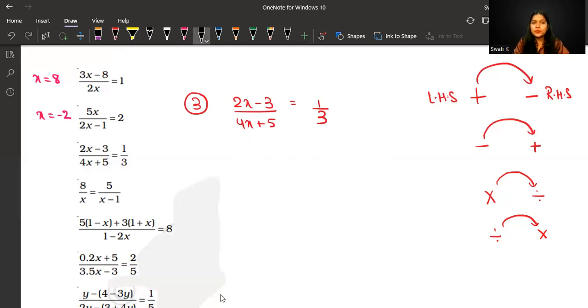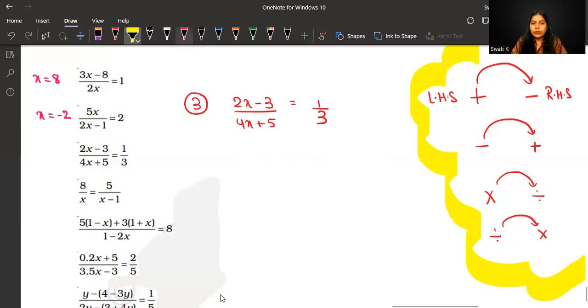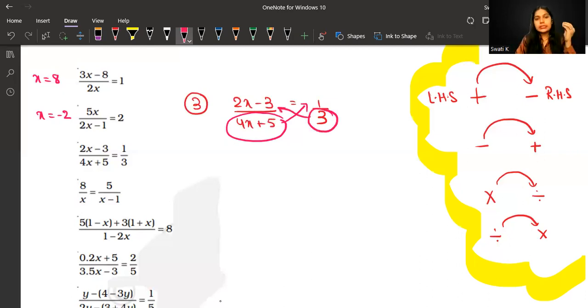Remember, I'm using this word cross multiplication, but it is nothing different than all these things that I have written over here. Okay, it is the same thing. Cross multiplication is simply whatever is getting divided here, you will shift it to the other side, it will get multiplied. And whatever is getting divided here, you will shift it to the other side and it will get multiplied here. This has a special name, and that we call cross multiplication. So let's do that. So 3 times 2x minus 3 equals 1 times 4x plus 5.